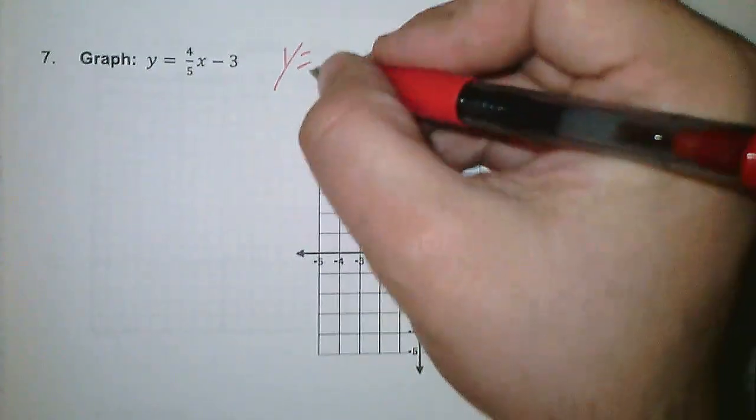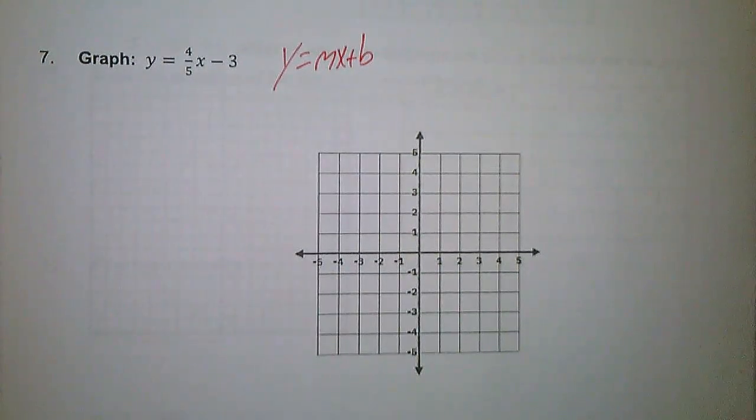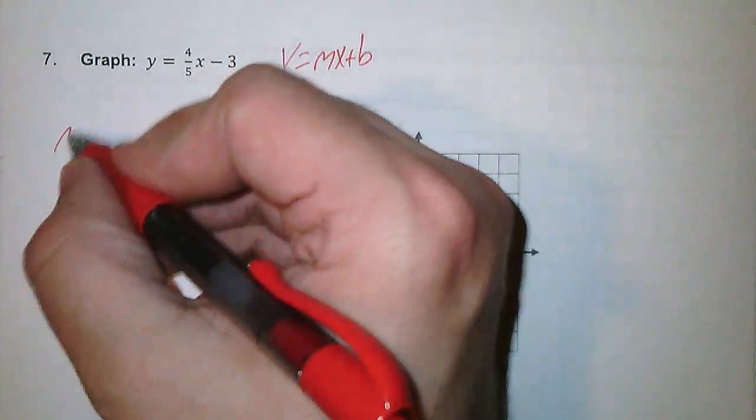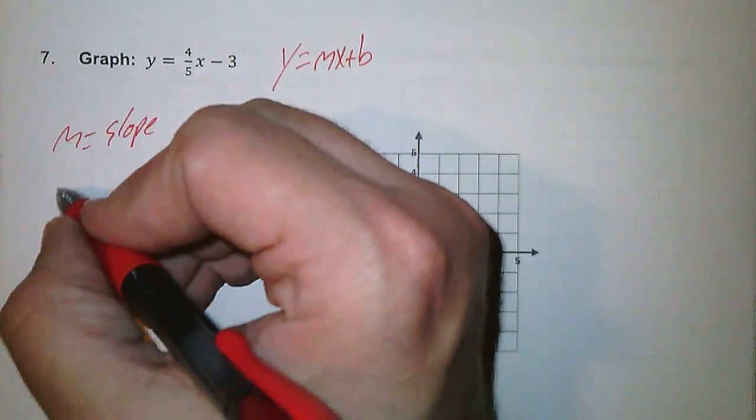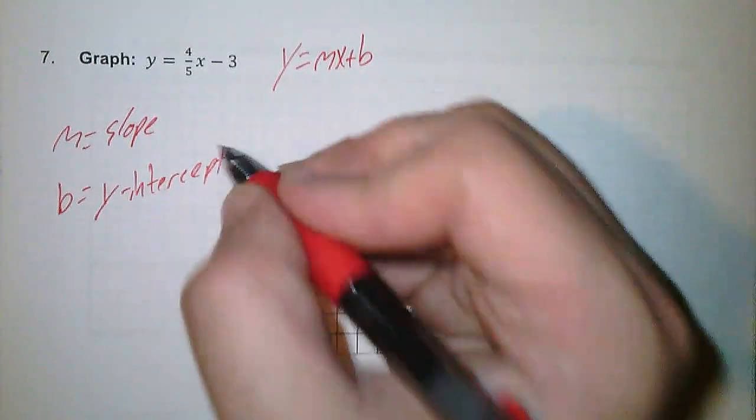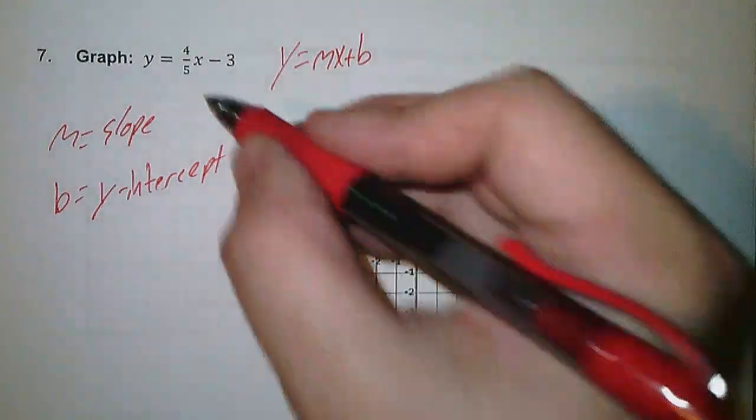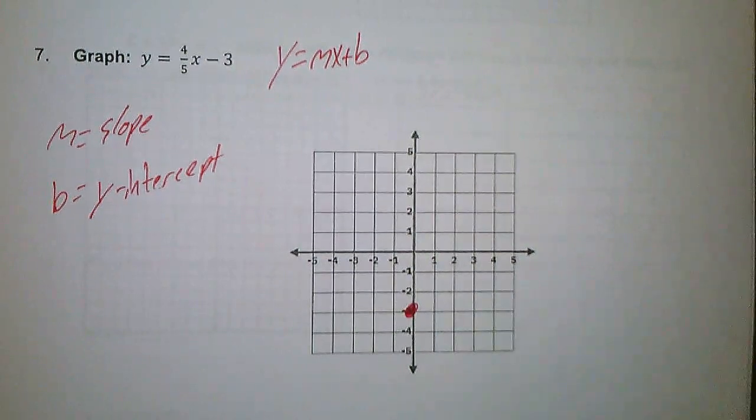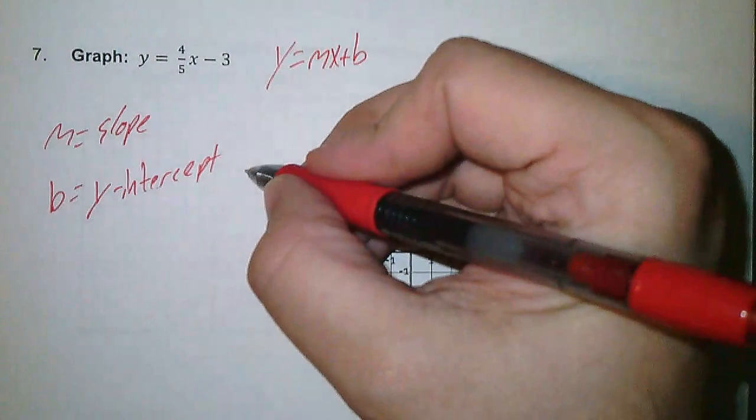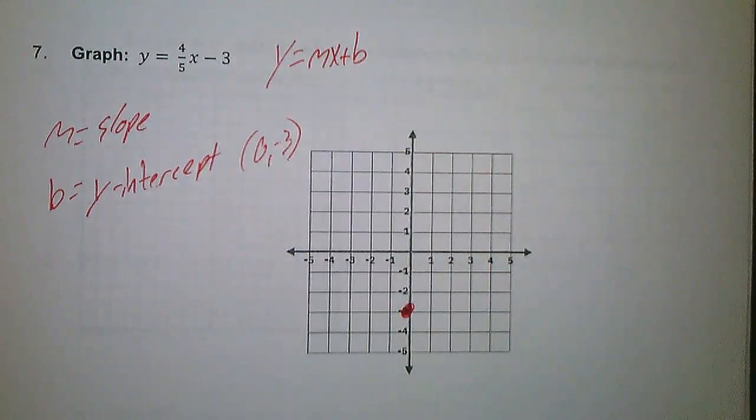On number 7, we are graphing in y equals mx plus b form, where m is the slope and b is the y-intercept. So we would hit the y-axis at -3. So here our b value is -3. 0, -3 as a point.